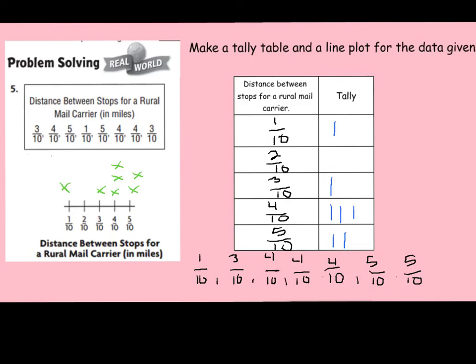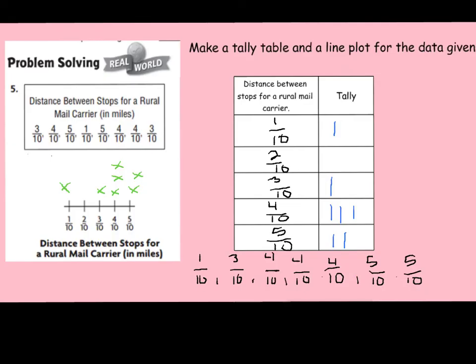Then I had to make my tally table, which I had for you here, and you should have made one on your Go Math book page. And I put 1/10, 2/10. Now we didn't have a 2/10 down here, did we? But I could see that it was missing because I had 1 and then 3, 4, and 5. So I have to make sure that I add it in there too, even if it doesn't have any tallies. So then I have 3/10, 4/10, and 5/10.